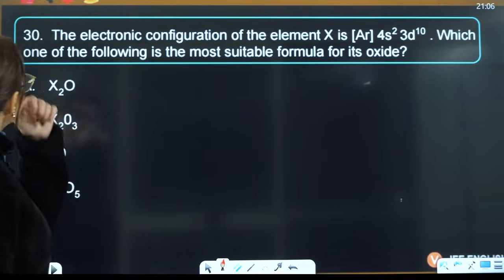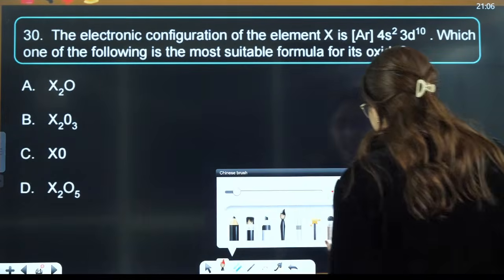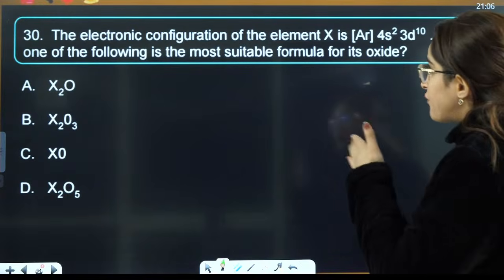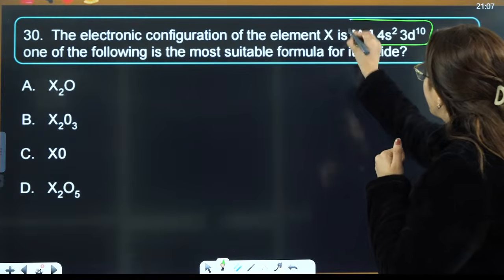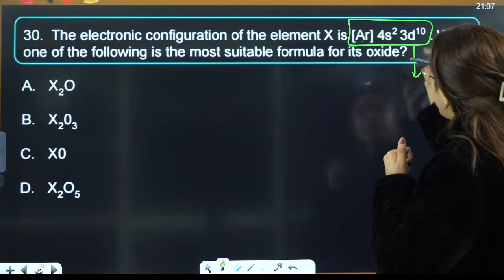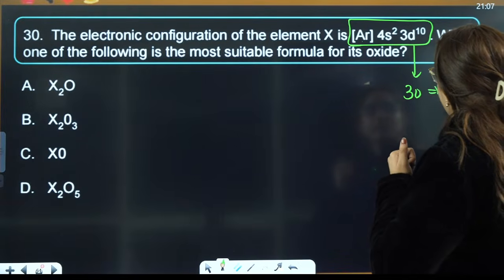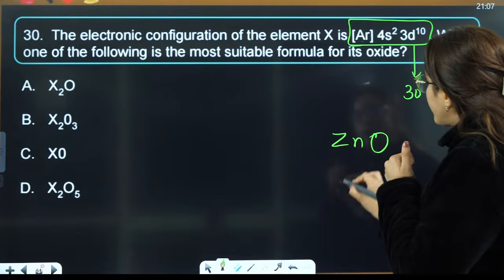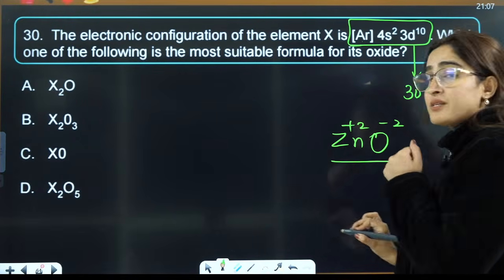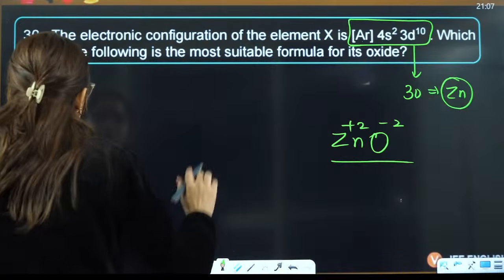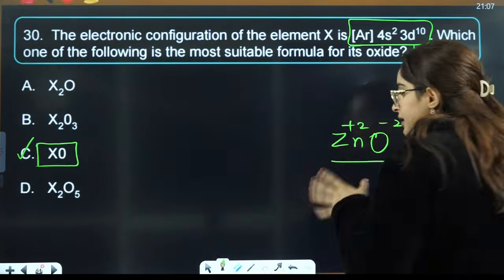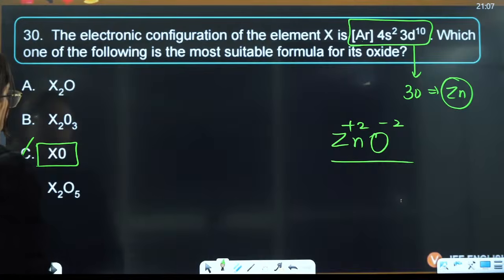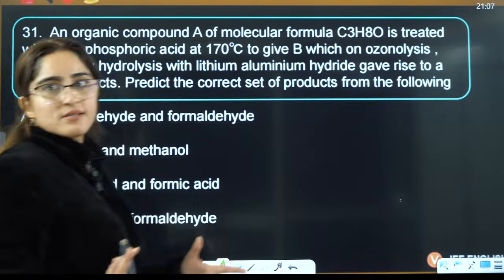Next, the electronic configuration of element X is this much. Which one of the following is most suitable for its oxide? You can clearly see 18 plus 2, 20 plus 10, 30. 30 is for zinc. Zinc exists in this kind of oxide, -2 plus 2, because zinc is more stable in +2 oxidation state. So C is the correct answer here. Understood? That's how you solve. These are simple questions, right?